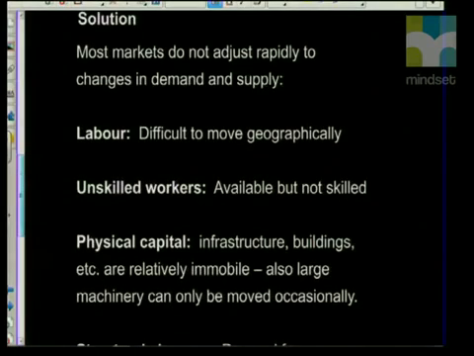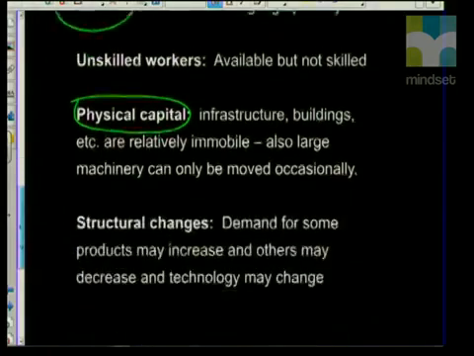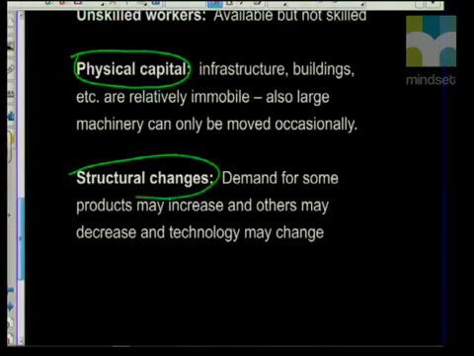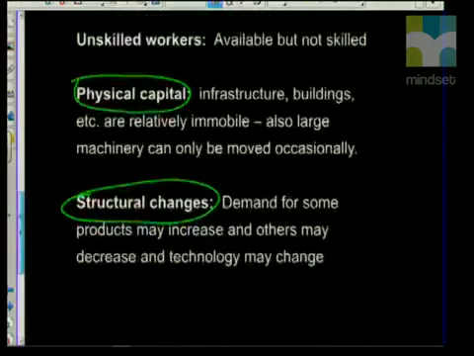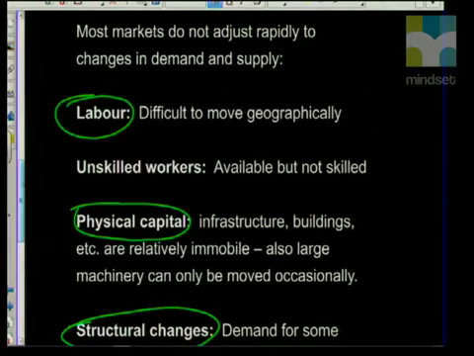Most markets do not adjust rapidly to the changes in the demand and supply. And as you can see, what I've written here was I've looked at the factors of production, labor, physical capital, and certain structural changes that take place in the economy. And now, how will this result in market failure? What we have to remember about labor, for instance, a person as an individual is not that mobile, especially if the person is involved with a family.